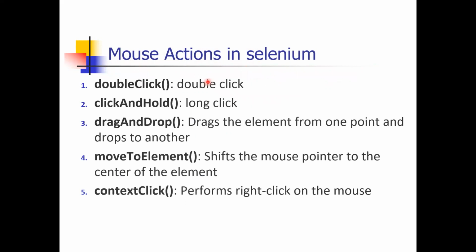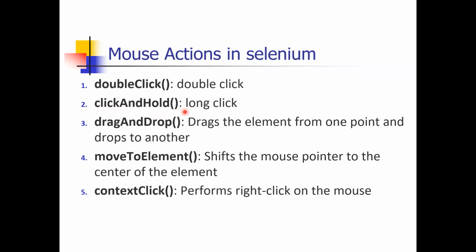Now, mouse actions. Which types of mouse actions can be there in Selenium? Suppose you want to do a double click with the mouse, then you have to use the action double click. This is the rule. If you want to hold something for some seconds, that is called a long click, then you have to use the syntax click and hold.